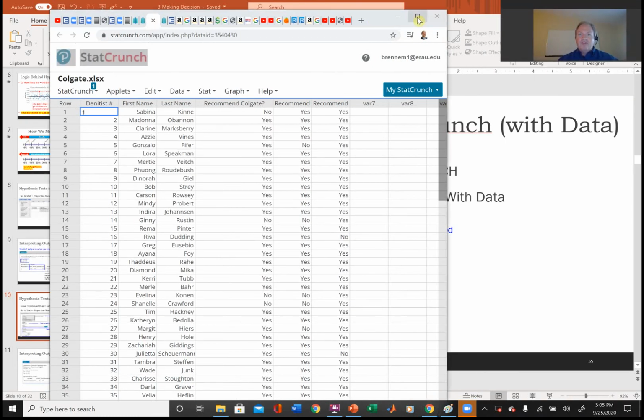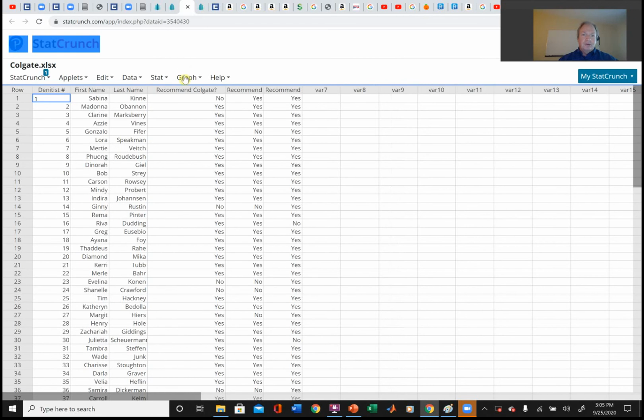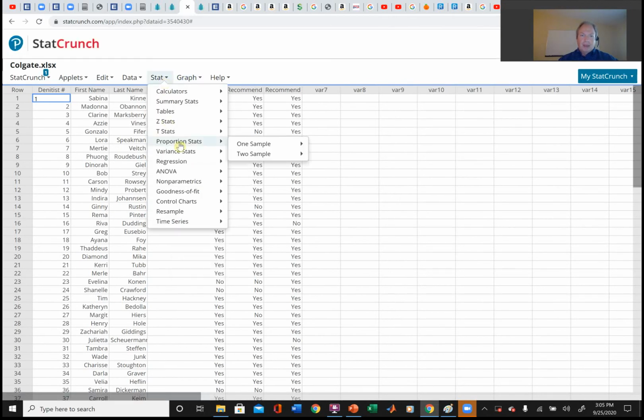It's very similar to what we just did a second ago. So again, I'm going to go to Stat, Proportion Stats, one sample. But now I have a raw data set. I'm going to click with data. And I'm going to have to alter a few little fields here, okay?